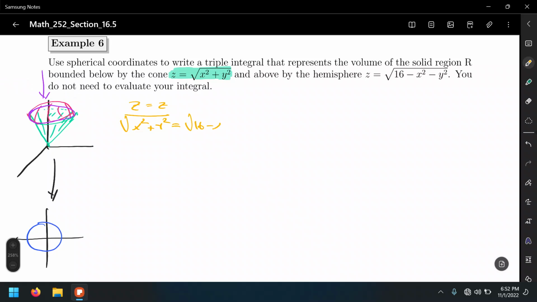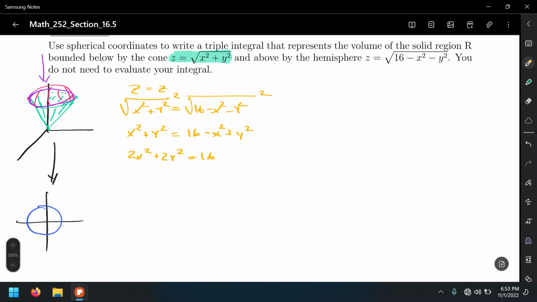the square root of 16 minus x squared minus y squared, and we'll square both sides. x squared plus y squared equals 16 minus x squared minus y squared, and we'll have all the x's and y's on the left hand side and the constant on the right hand side. That's going to be 2x squared plus 2y squared equals 16. Divide both sides by 2 to simplify the equation. That should give us x squared plus y squared equals 8.